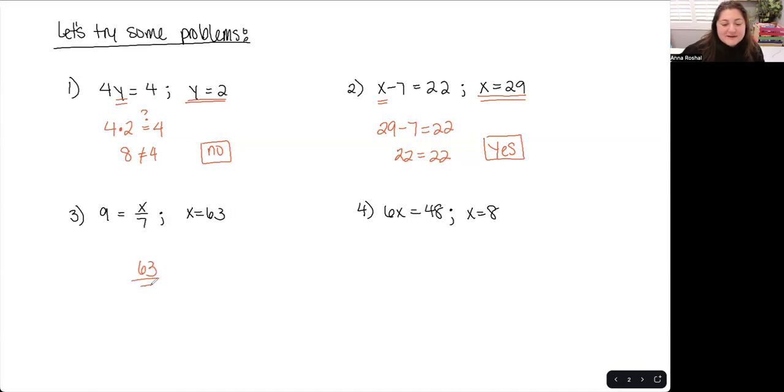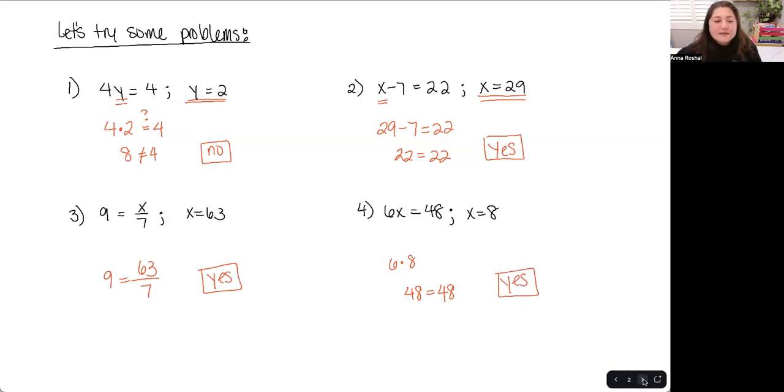So 63 over 7 is in fact 9. So yes, this is a solution. And then 6 times 8 is indeed 48. And so that does equal 48. And so yes, this is a solution as well.